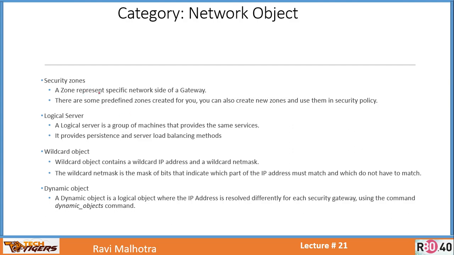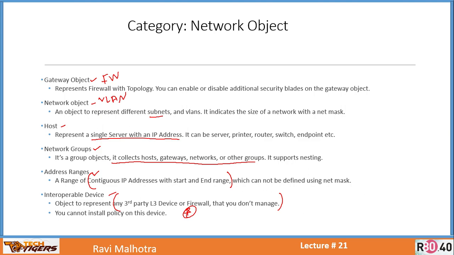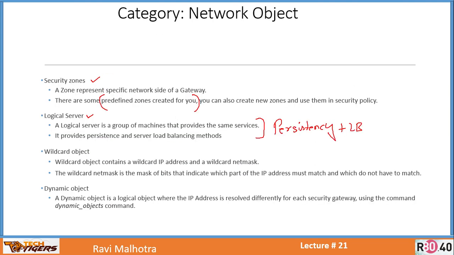Then security zones. A zone represents a specific network side of a gateway. Some predefined zones are created for you, but you can create additional zones as well. You can create logical server objects, and then you can get features like persistency plus load balancing algorithms, all that. You can also create wildcard objects and dynamic objects, right? These all objects are available for you under the network object category.